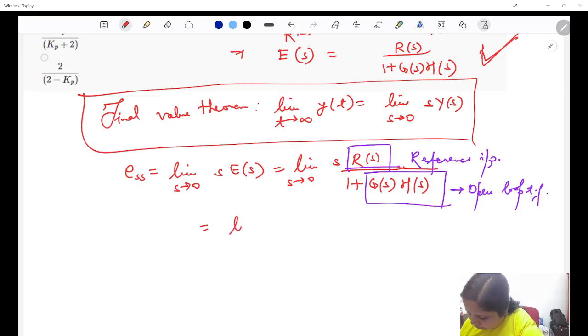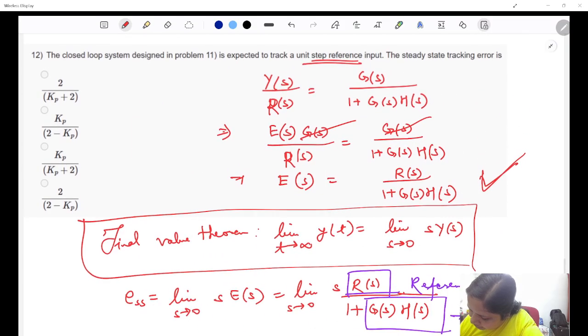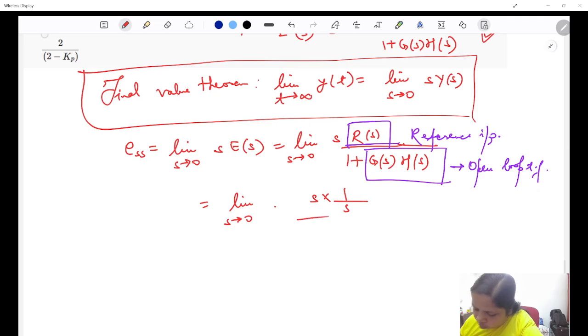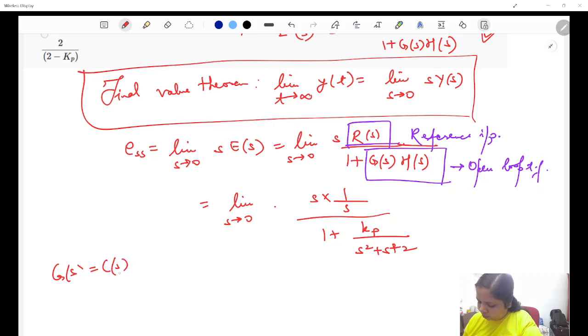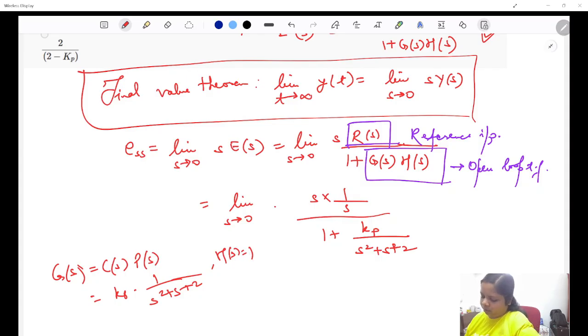We can write limit s tends to 0, s into reference, which is unit step. So it's 1 by s upon 1 plus G(s)H(s), where G(s) was Kp upon s square plus s plus 2. Right? Because my G(s) was C(s) into P(s). And C(s) into P(s) was Kp into 1 upon s square plus s plus 2, right? And H(s) was 1 because of unity feedback, negative unity feedback, right?